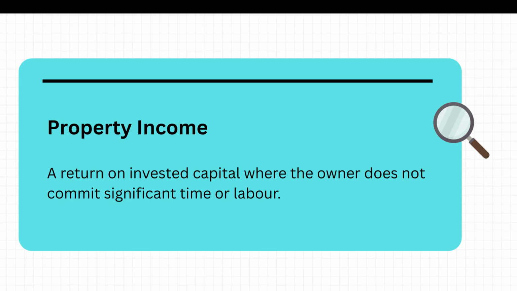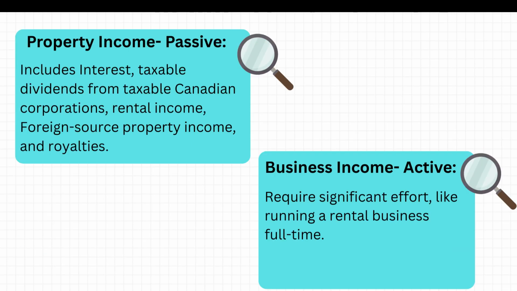Here's the big distinction. If you're passively earning because you own an asset, it's property income. But if you're actively involved, like managing operations, hiring staff, or putting in significant time, then it's business income. This difference matters because the tax rules and deductions can be very different. And the main types we'll cover today are interest, dividends, eligible and non-eligible, rental income, royalties, and foreign source income.